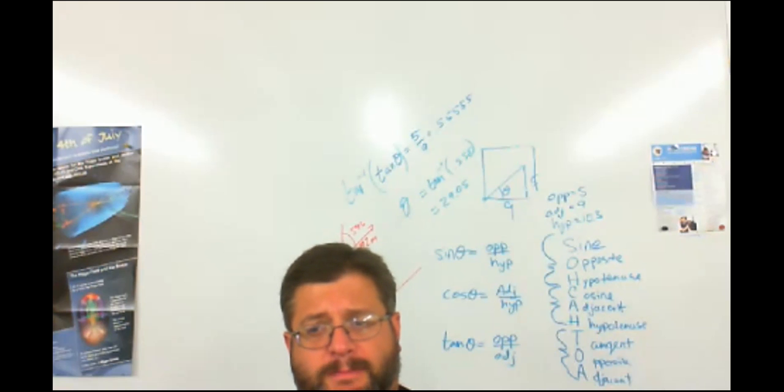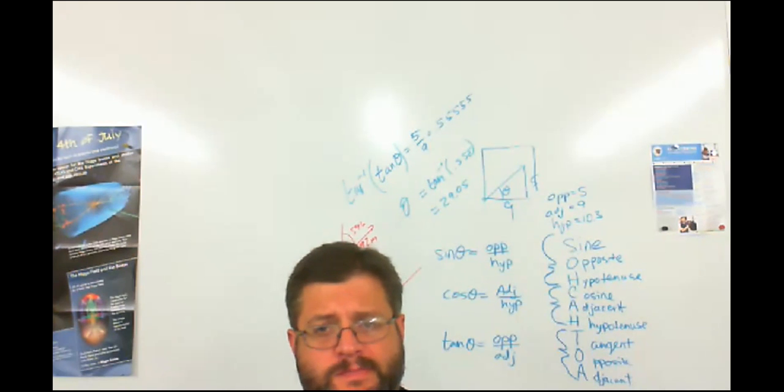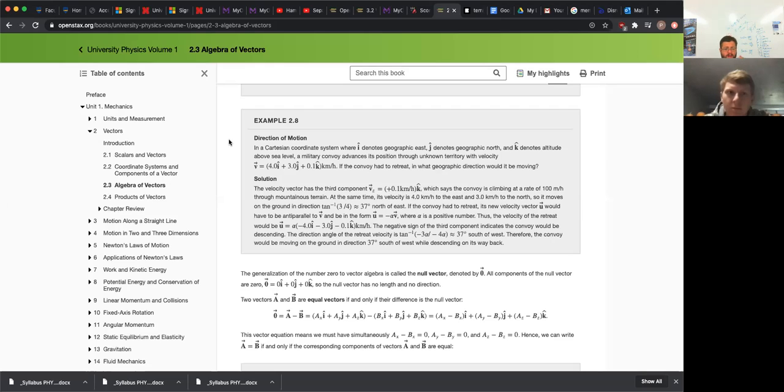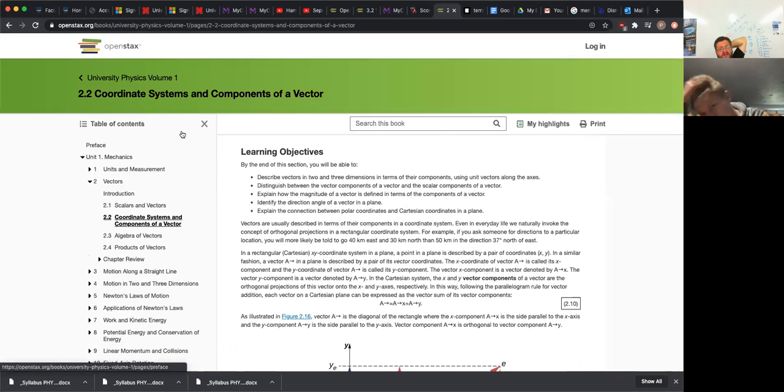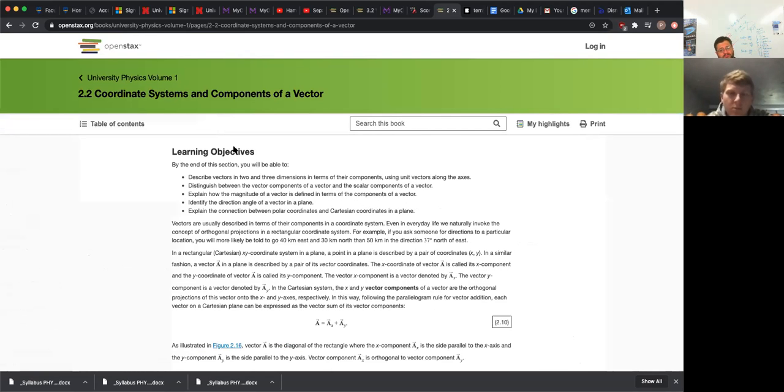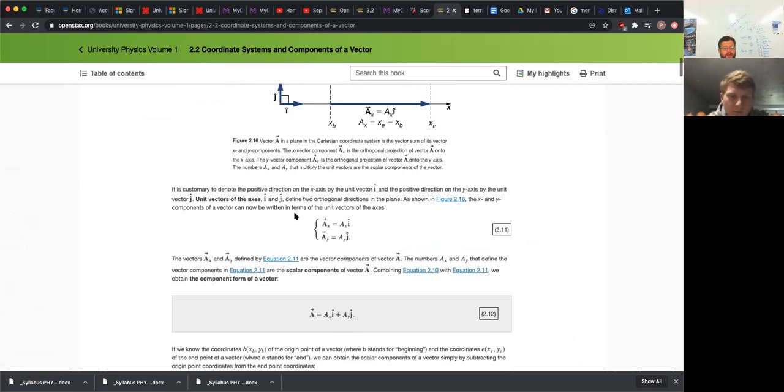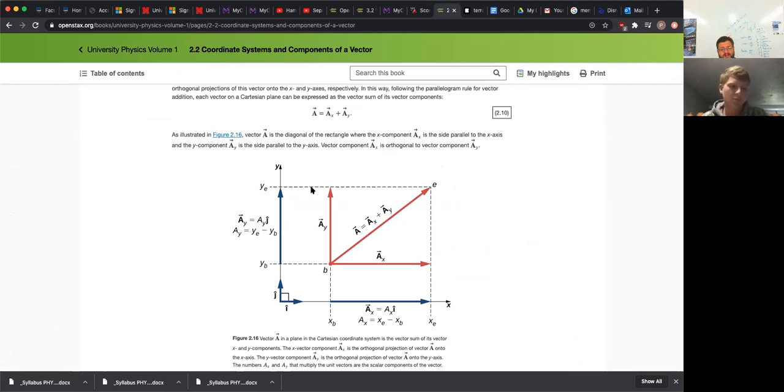All right, let's continue on with what we were doing before. So we remember last time we were doing breaking down vectors into their components, so that you have a vector like this and it has components in both dimensions of y and x.